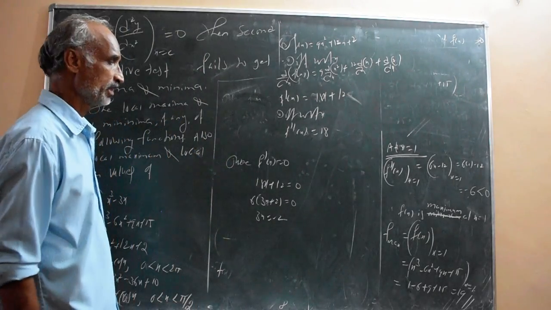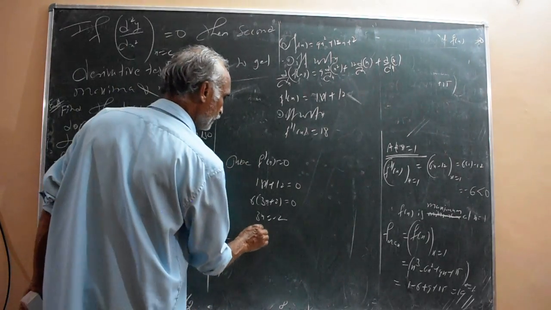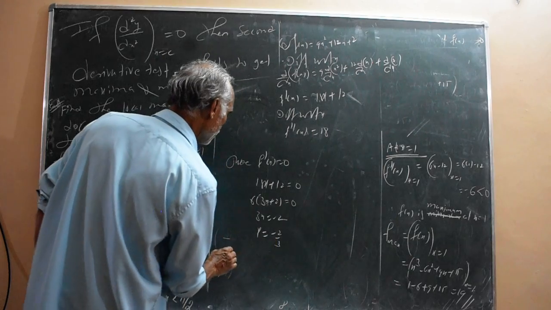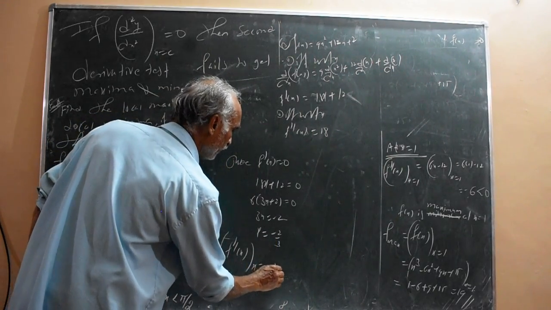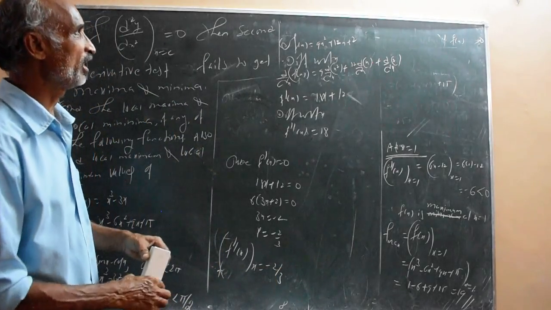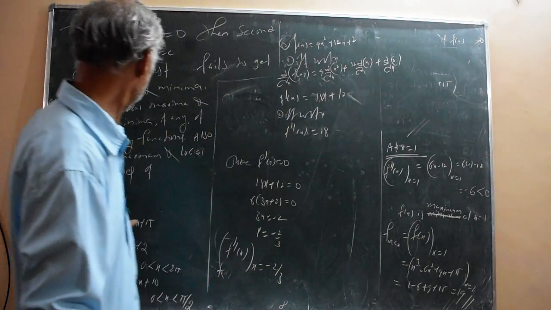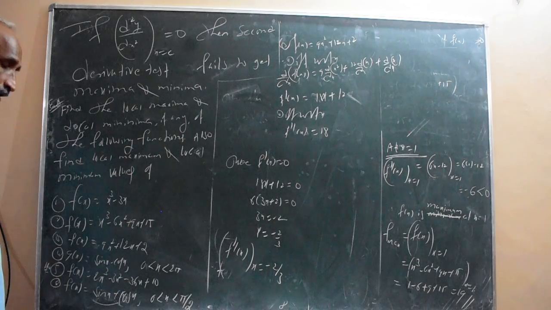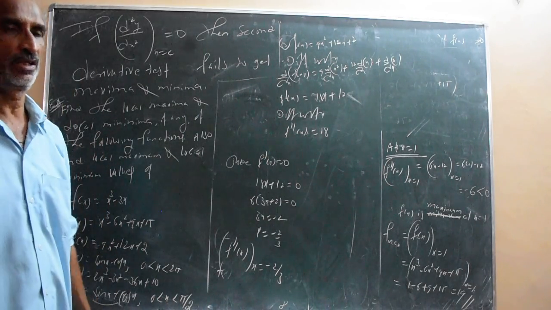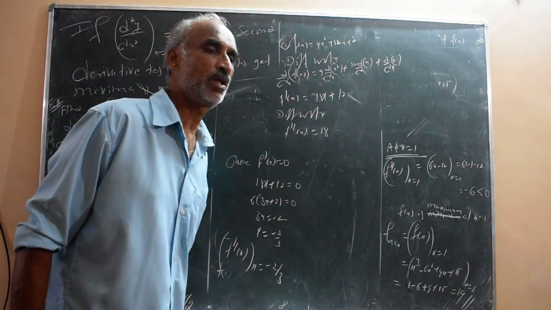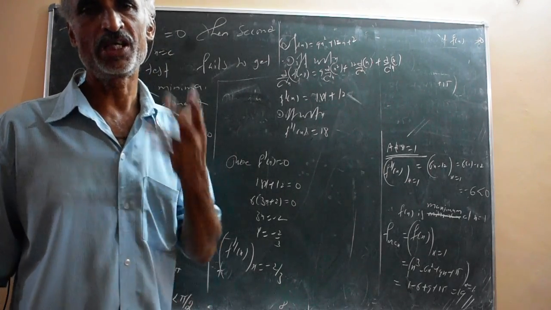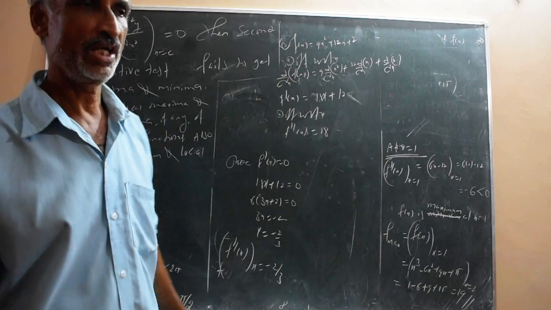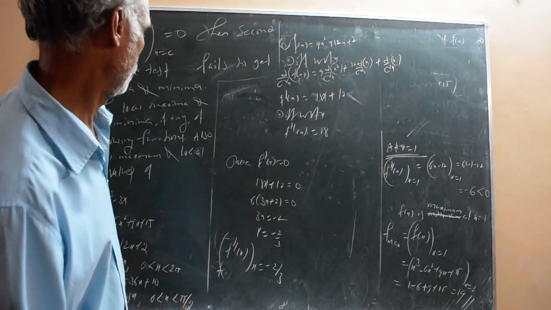6 can never be 0, so 3x plus 2 is 0, which means 3x is minus 2. x is equal to minus 2 by 3. We get only one critical point. In this case it is a quadratic equation, so we get one critical point. If it is a cubic equation we get two critical points, and with x raised to 4 we get 3 critical points, because differentiating x raised to 4 gives 4x cube. Equating x cube to 0, a cubic equation will have 3 roots. A quadratic equation will have 2 roots.